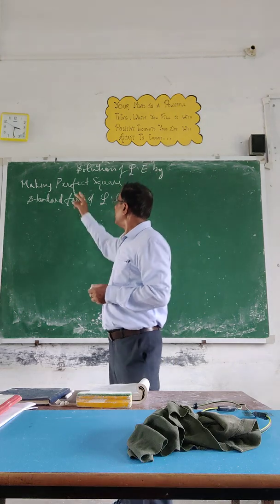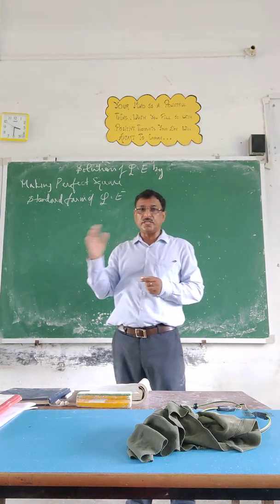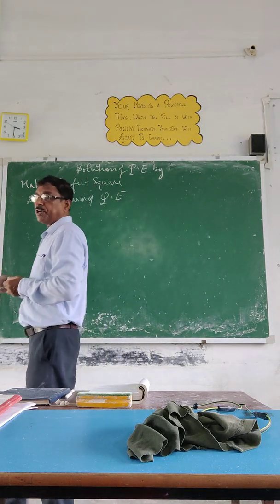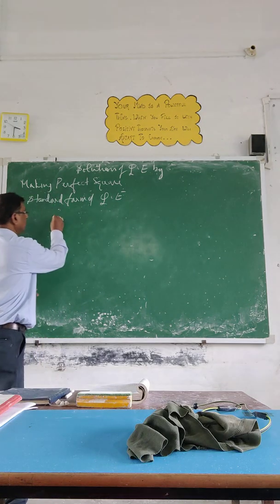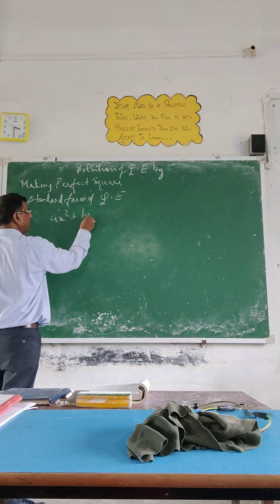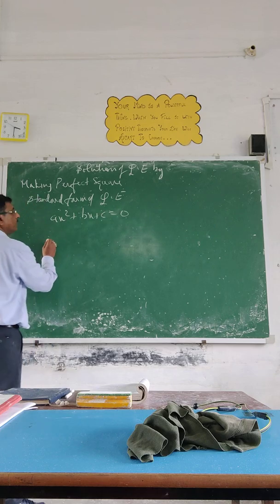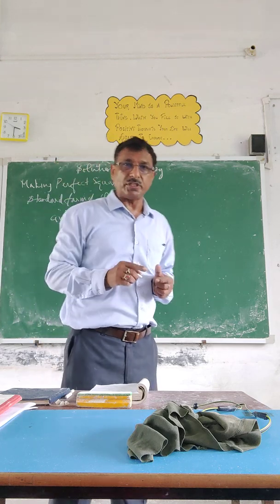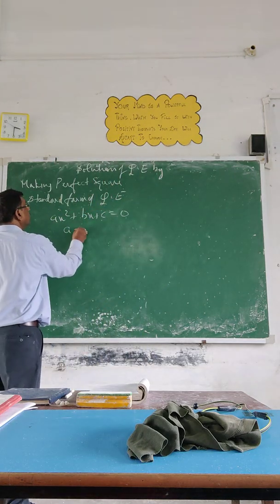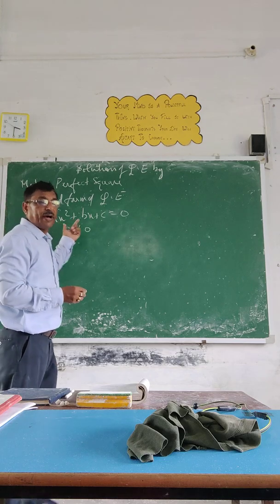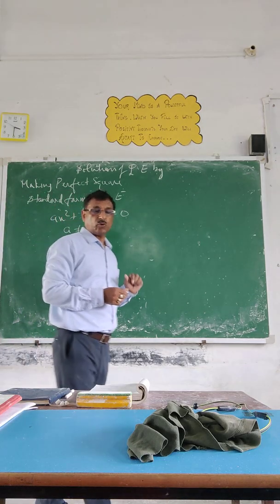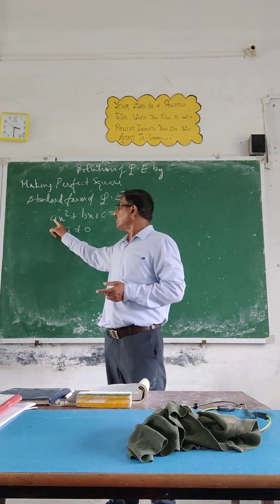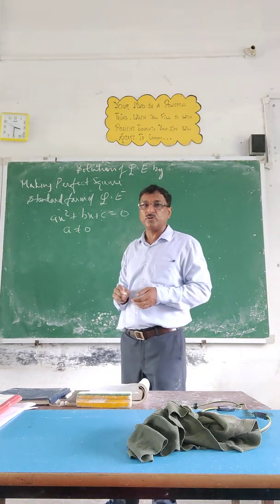Making the perfect square means you have to make (a plus b) whole square or (a minus b) whole square form. So first, what is the standard form of the quadratic equation? ax square plus bx plus c equal to 0. Now what is the condition for the quadratic equation? This type of question is asked several times in the board examination. A should not be equal to 0. That means the coefficient of the highest degree term, that is x square, and its coefficient is a, should not be equal to 0. Is it clear?